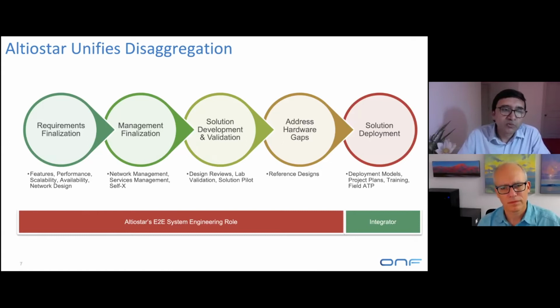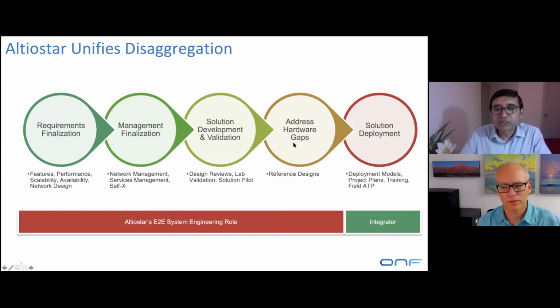We go above and beyond what a normal RAN vendor would do, where we work closely with the operators right from the requirement finalization stage. We work with them to finalize the requirements, do the feature design, finalize their management architecture, and then during the solution development and validation process.